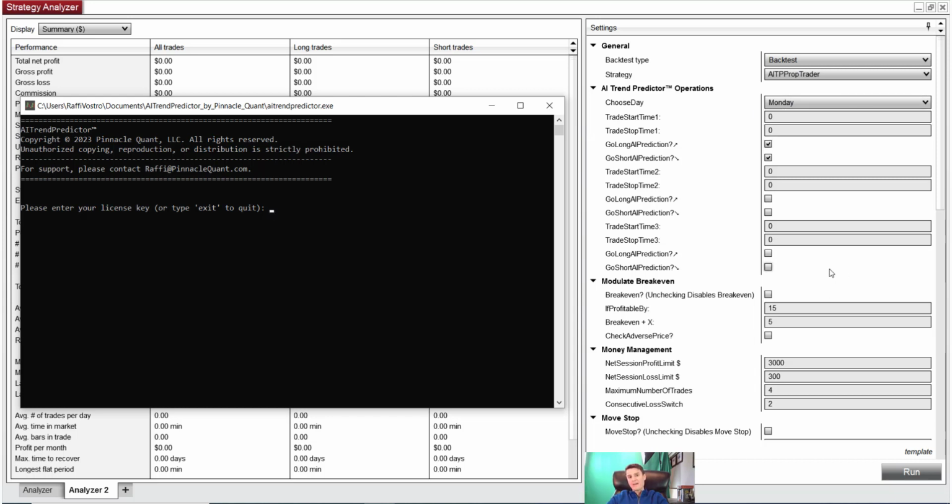Now, I'm calling this a trade management system and not particularly a strategy, because the strategy for the entry conditions is very, very light. So essentially, I don't even want to call it a strategy. It's just designed to enter trades based on the predictions that the AI Trend Predictor makes.